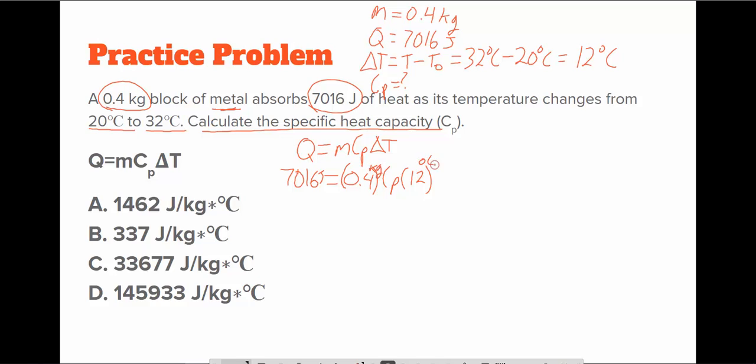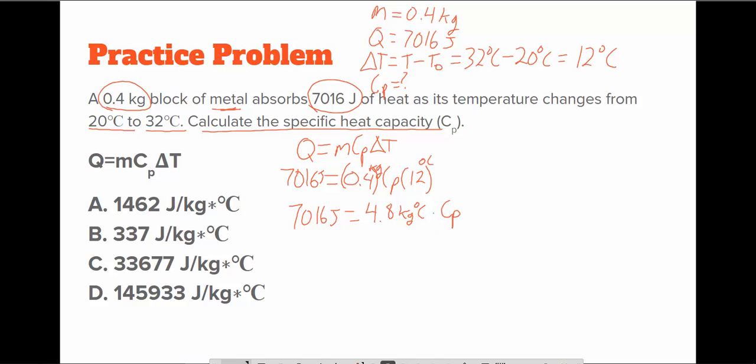Kilograms, degrees Celsius. Okay. So in order to do this, the first thing I would do is take that 0.4 and the 12 and multiply those together, right there on the same side. So 0.4 and 12. I have 7,016 joules on this side. And I get 4.8 kilogram degrees Celsius times C sub P.